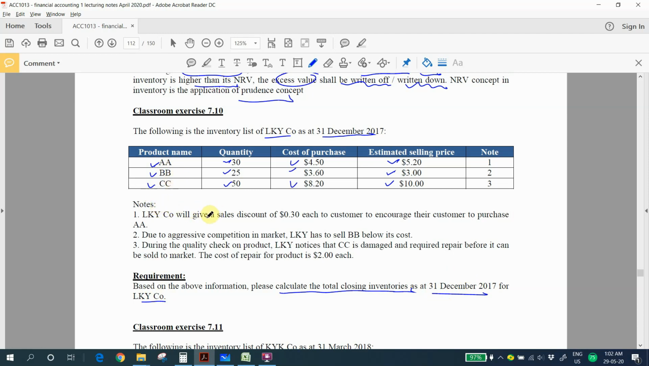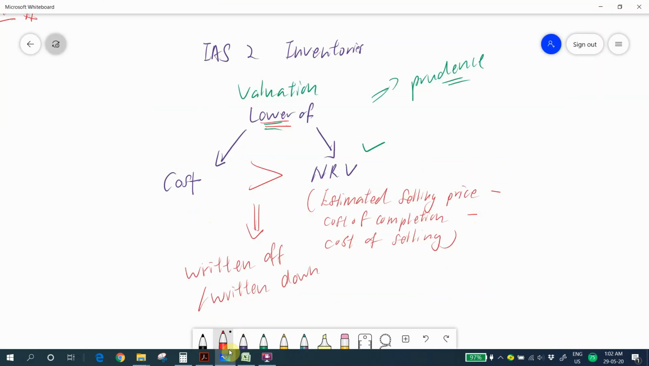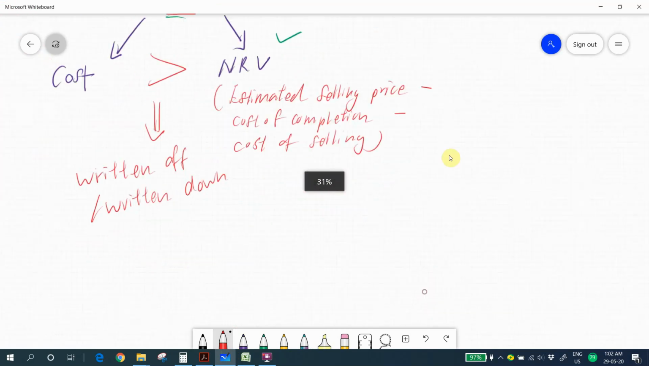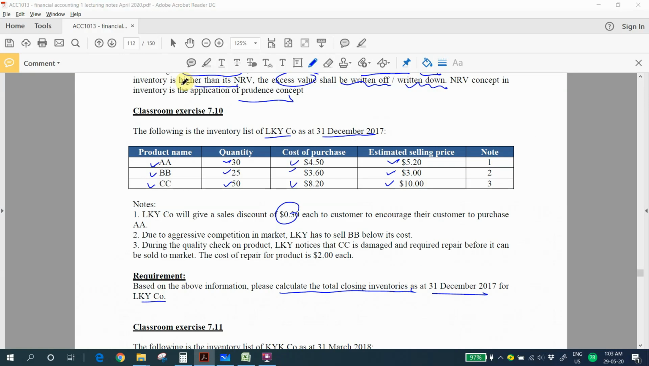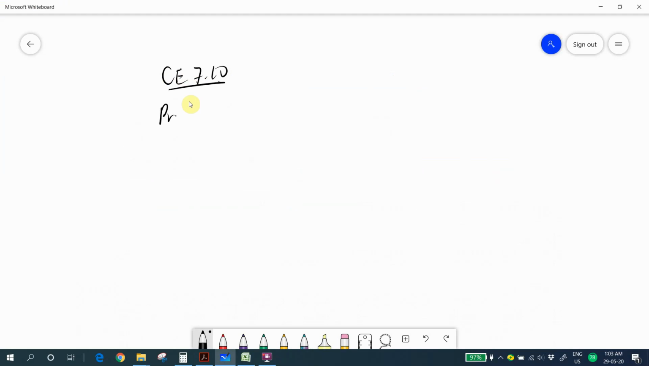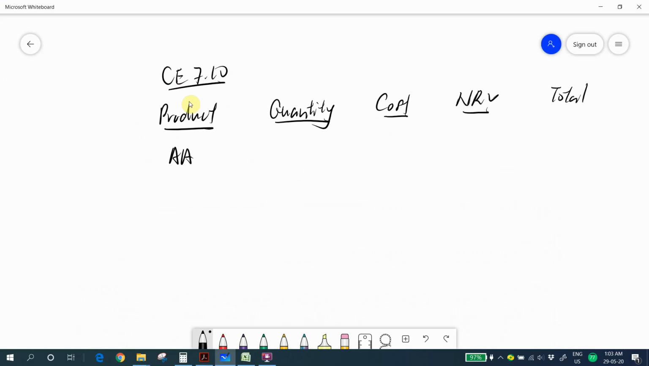So let's look at product AA first. LKY company will give a sales discount of 30 cents each to the customer to encourage the customer to purchase AA. So we have to prepare a table for classroom exercise 7.10. We start from the product AA. This is the quantity, this is the cost, this is the NRV, and finally the total value.